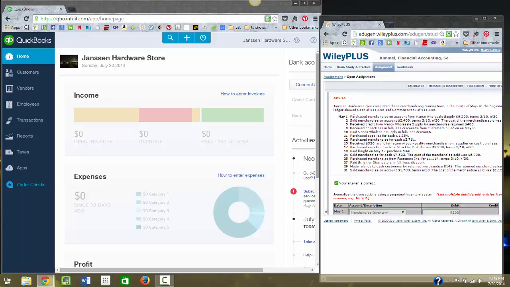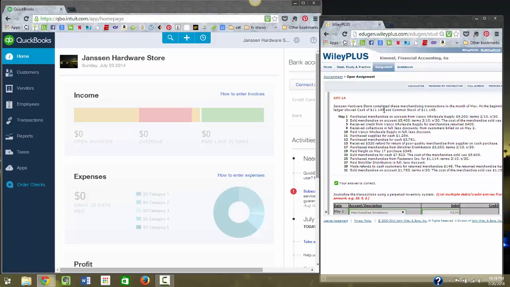It states here that Jansen Hardware Store completed these merchandising transactions in the month of May. It gives us a beginning cash balance of $11,145 and a matching common stock of $11,145. And then we're supposed to take all these transactions and journalize them.